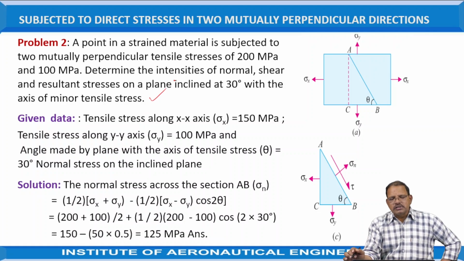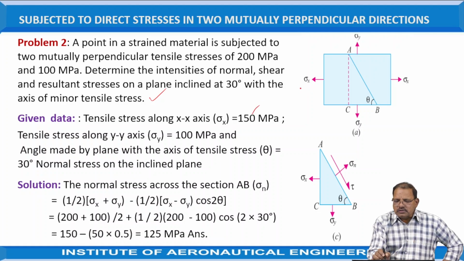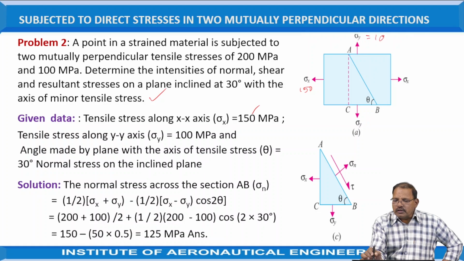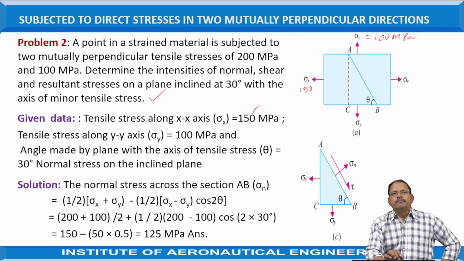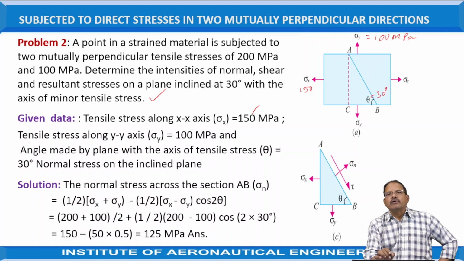So the tensile stress along the x-axis, sigma x, is given as 150 megapascal, and the tensile stress along the y-axis, sigma y, is given as 100 megapascal. The angle made by the plane with the axis of tensile stress, that is the major axis, is theta. According to the problem, it is equal to 30 degrees. This is the given data.